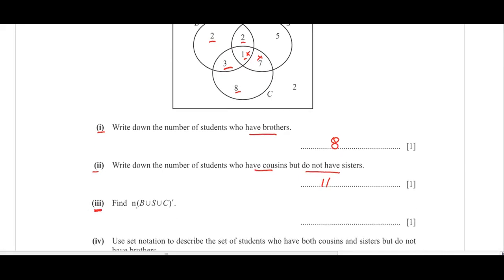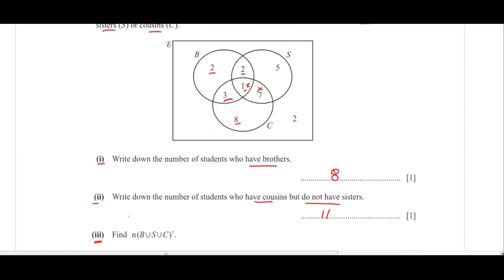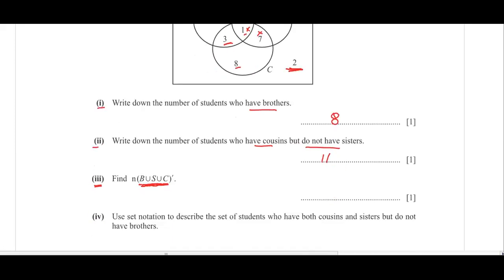Then find the number of elements in B union S union C whole complement. It says B union S union C whole complement, meaning everything outside of these sets, outside of B, S, C and their combination. So 2 students are just outside of that. So the number of students is 2.